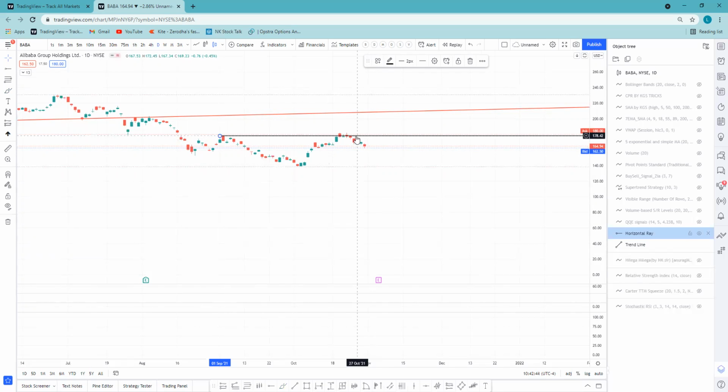So when in a downtrend, you shouldn't be putting your money in for the long. Day trading is different, but when I say long, that means you're investing for a longer period of time.